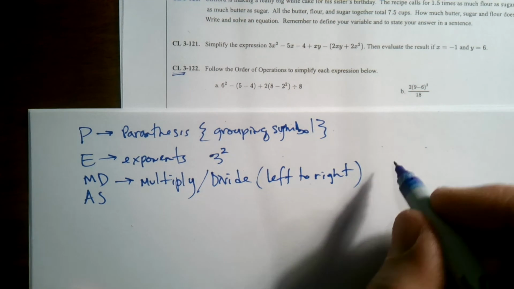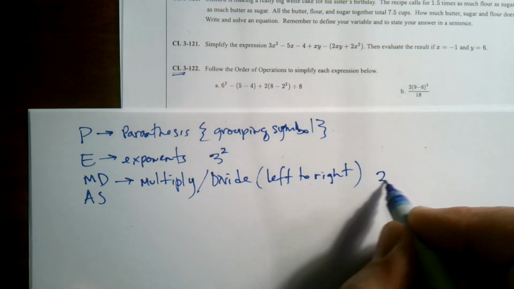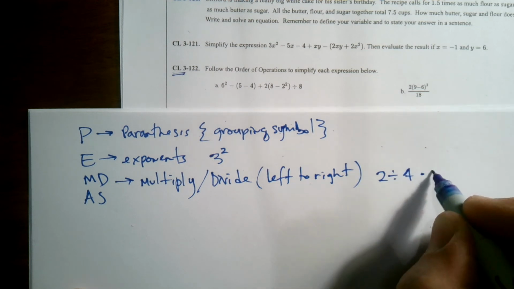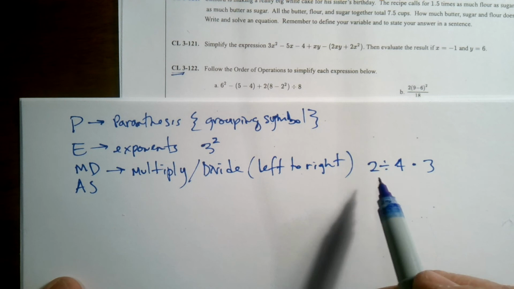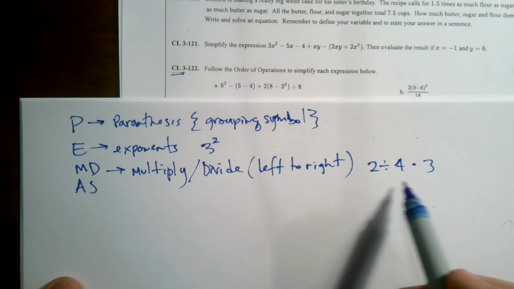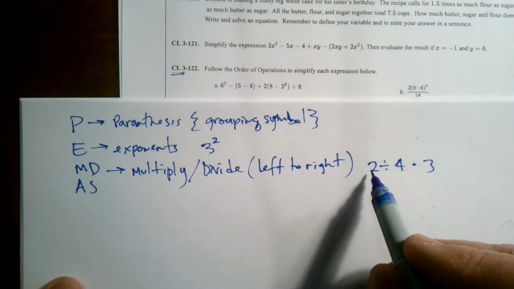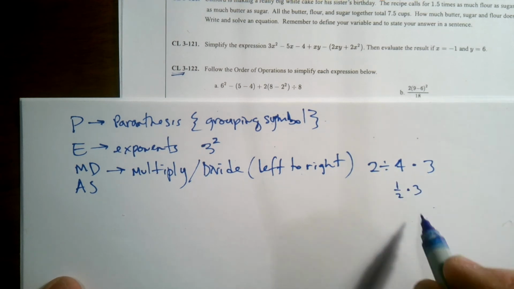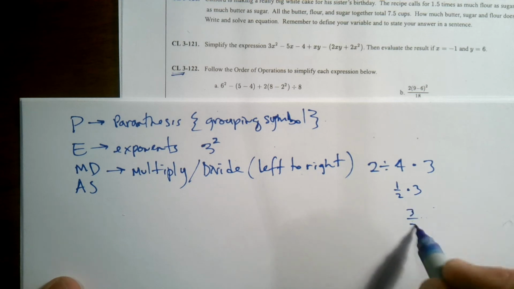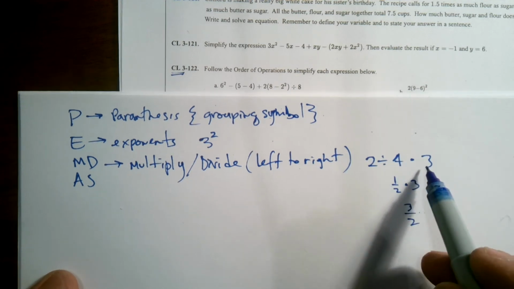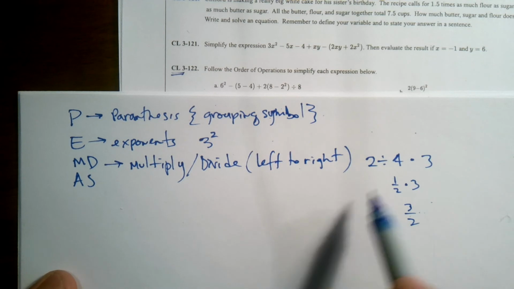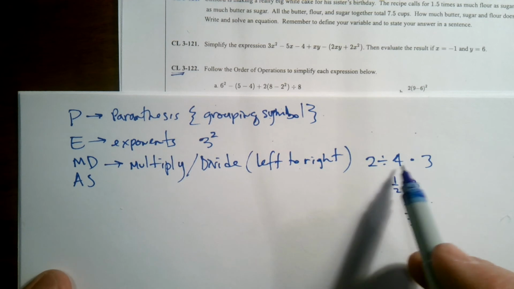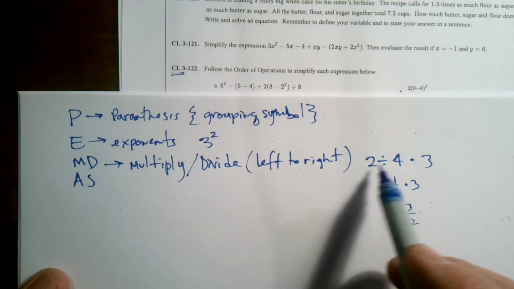If I had 2 divided by 4 times 3, I don't multiply before I divide. I just go left to right. So I would actually divide first, which would give me 2 divided by 4 is 1/2, then multiply by 3, which would give me 3/2. So divide, then multiply. It's left to right. Either one can go first. What matters is the direction, left to right.